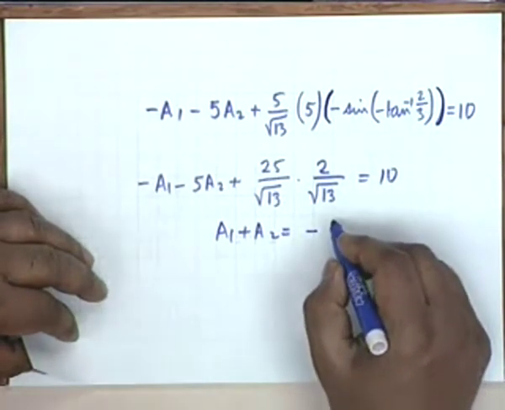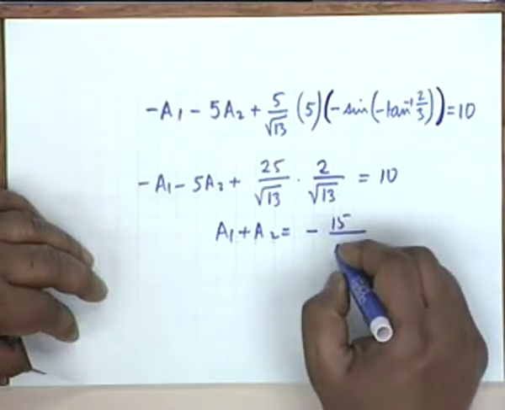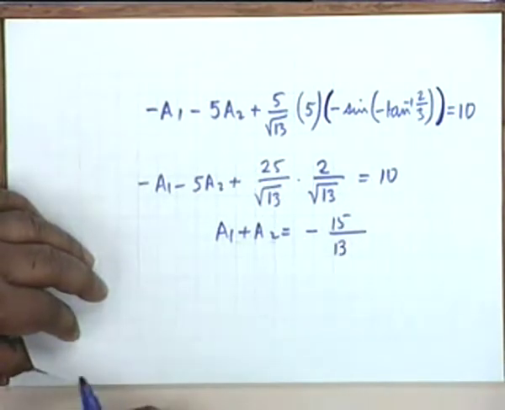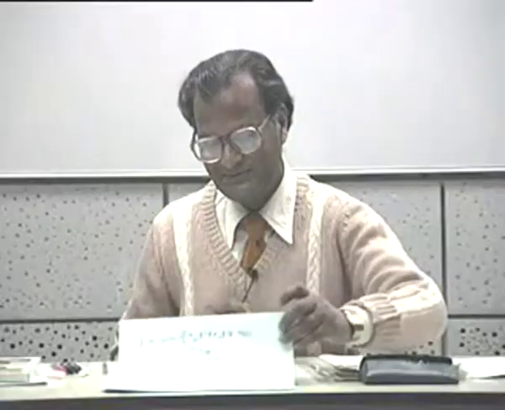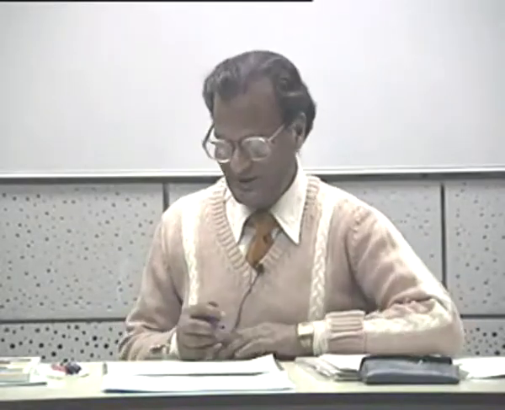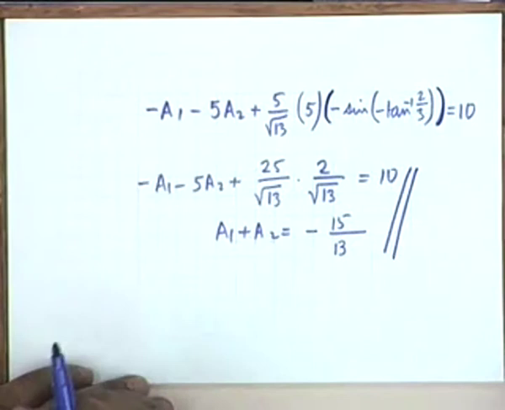The other condition, as you know, was found out as A1 plus A2 equal to how much? Minus 15 by 13. I have a doubt. No, 15 by 30. So these are the two equations that you have to solve now to find out A1 and A2.